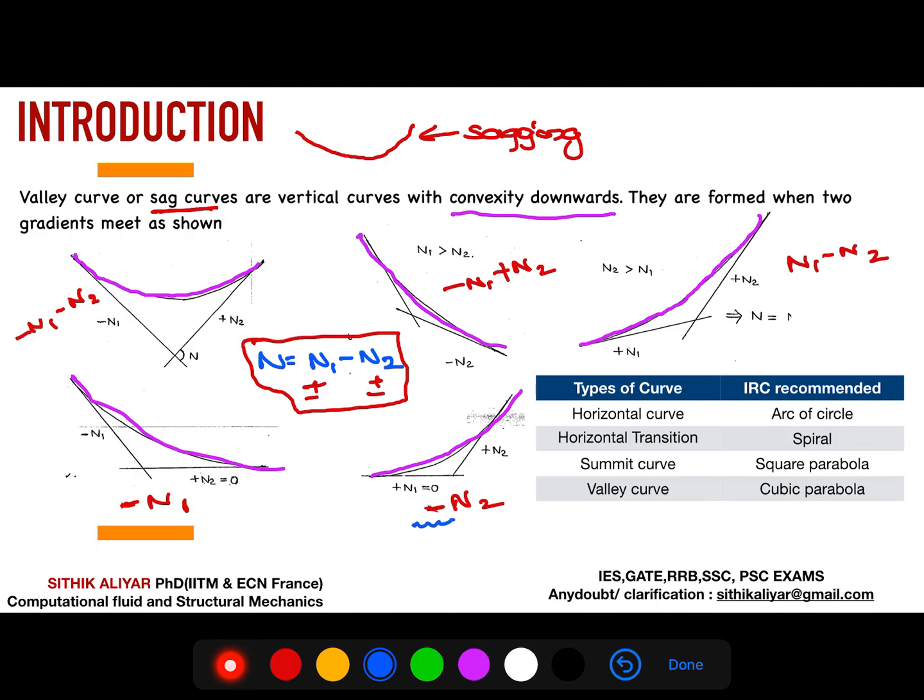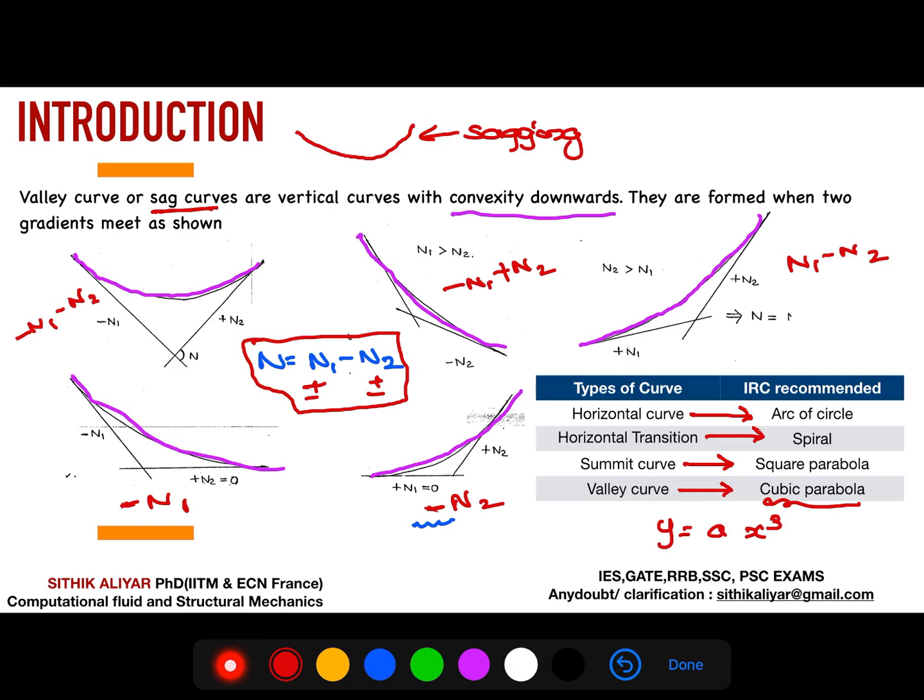If you see the table, for the horizontal curve we saw during super elevation, we assumed the shape of an arc of a circle. For the transition curve, we assumed a spiral shape. For the summit curve, we assumed a square parabola. For the valley curve, we are now assuming a cubic parabola, so y equal to some constant times x cube. For different x values, we will have different y values.